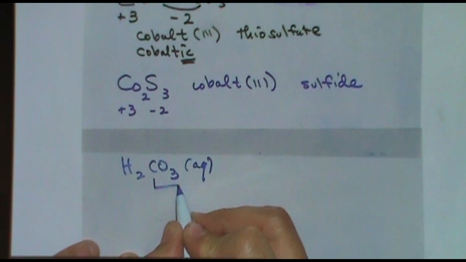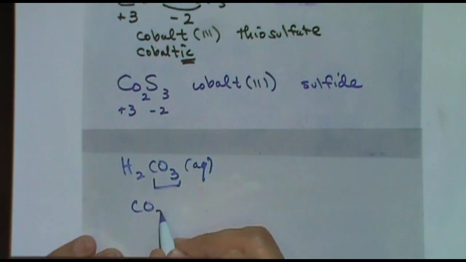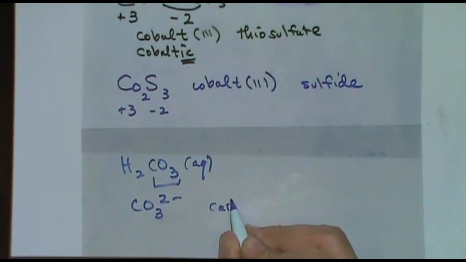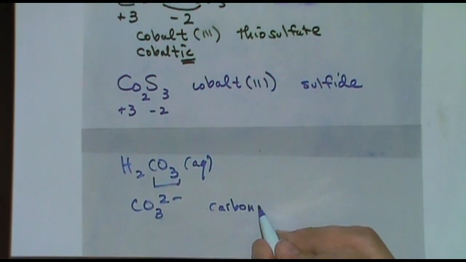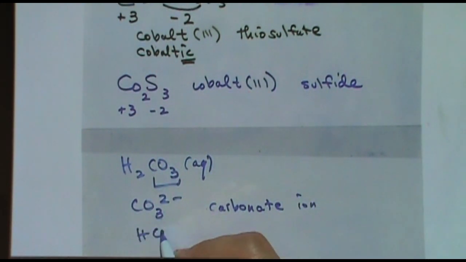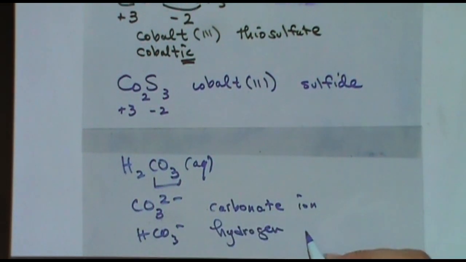What's the name of that thing right there? Let me just ask another question. If I had you name that by itself, you would write what? Carbonate ion. Yeah, if it's all by itself, you got to put the ion at the end. What if I had you name this? Yeah, hydrogen, space, carbonate.